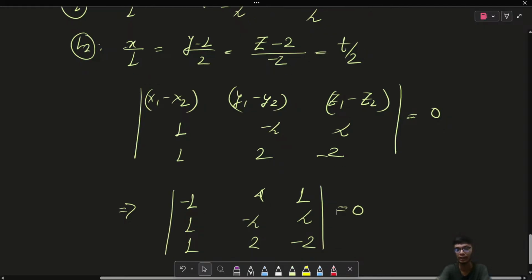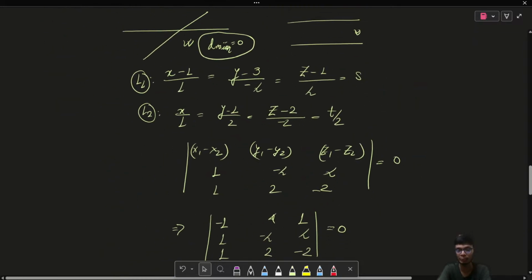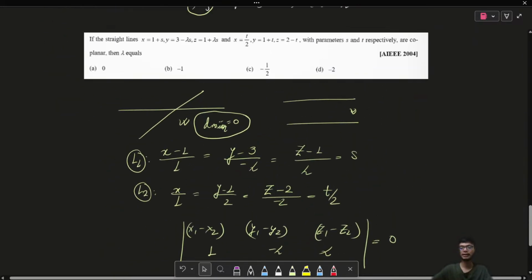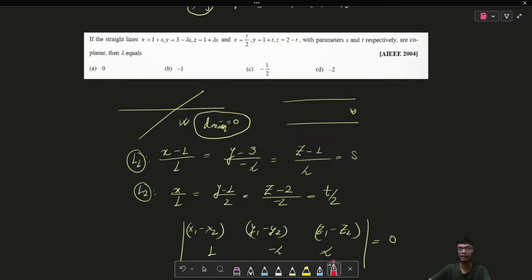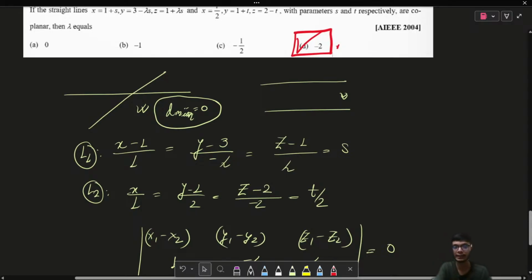So again we will get lambda equal to a particular value. What we obtain is that in this case the two lines would be parallel only when lambda comes to be that value. So this is the third option, this is the correct option.